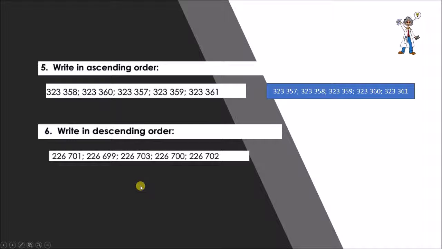When we want to do it in descending order, we have to start with the largest number first. In this sequence, 226,703 is the largest number. That one will follow it, and so it will decrease every time by 1 until it gets to the last number.